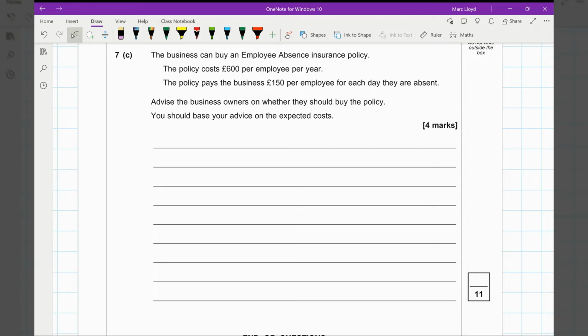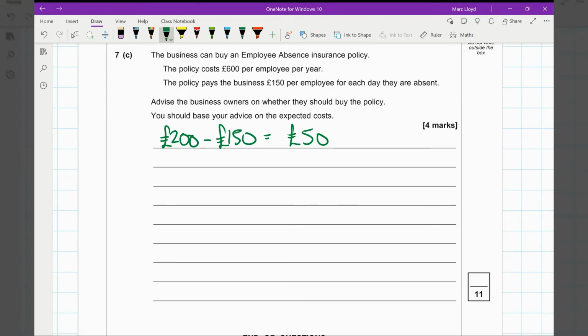So the business can buy an employee absence insurance policy. The policy costs £600 per employee per year. The policy pays the business £150 per employee for each day that they are absent. So it costs the business £200 if someone's absent, but if they are absent, they're going to get 150. So the actual cost per day now is £50. £50 per day.